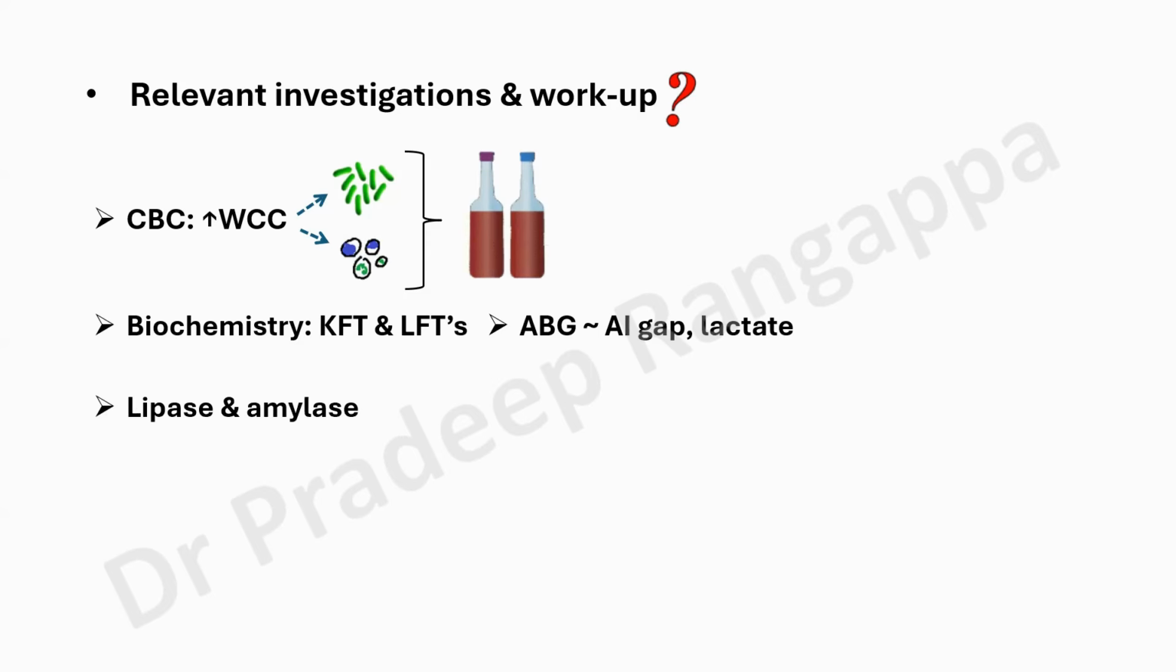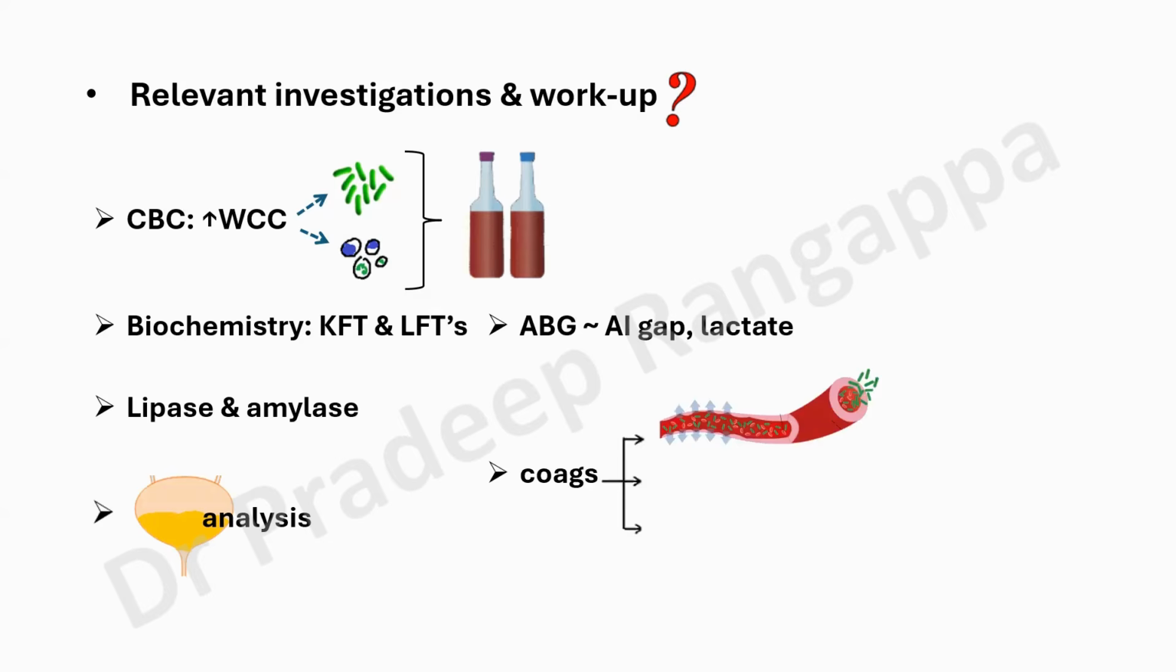And of course, you would do lipase and amylase to look for any pancreatitis, and urine analysis to look for any UTIs or nephrolithiasis, and so on and so forth. A coagulation profile is done to look for underlying sepsis, liver dysfunction and GI bleed. So these are the investigations that intuitively you would think of, to navigate your thoughts towards a possible structural diagnosis. These are the expected investigations you would do in ICU.